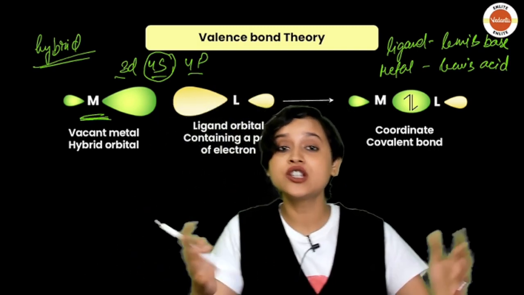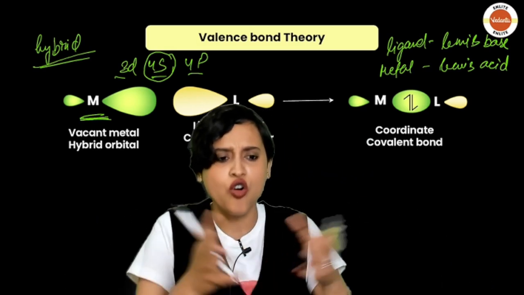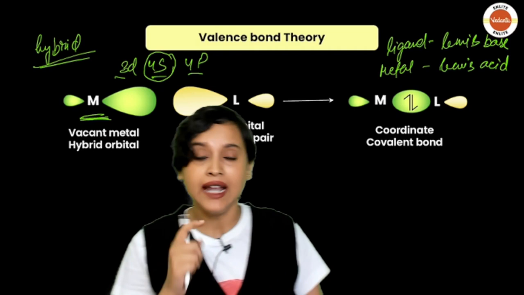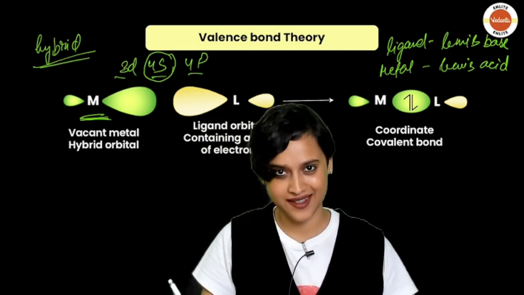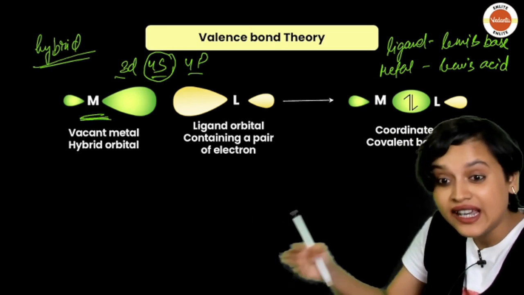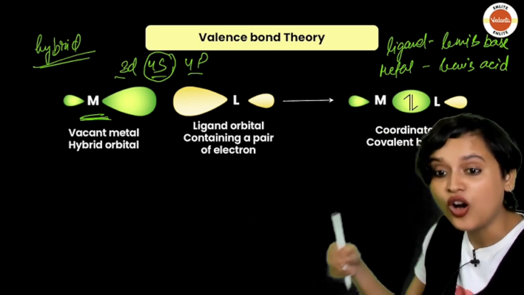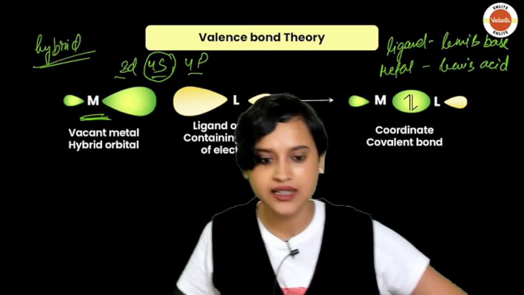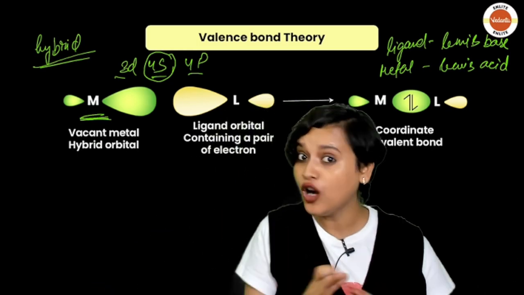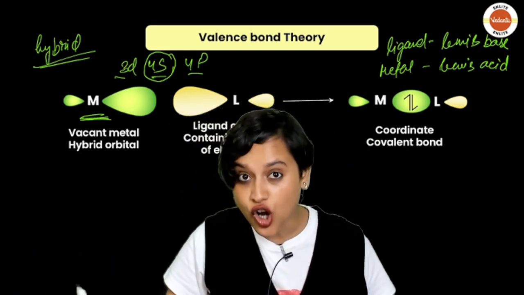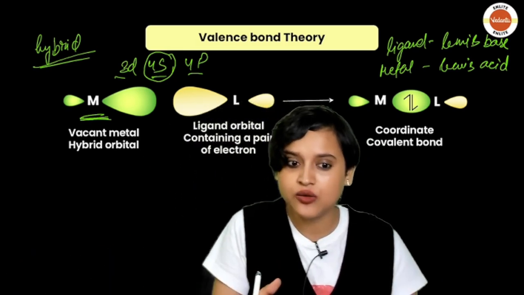Now with the formation of this coordinate or covalent bond between them, that is how they're forming the bond. When this happens, I just told you, they have (n-1)d, ns, np, or ns, np, nd orbitals, which do not all have the same equivalent energy. So what they will do is, they will empty it.